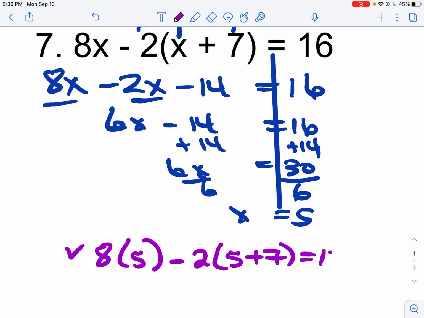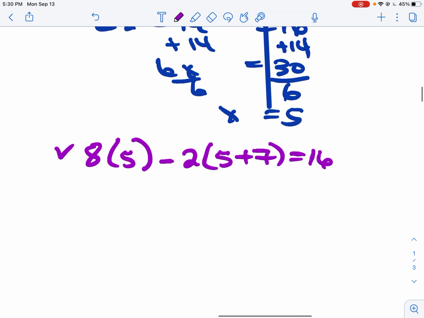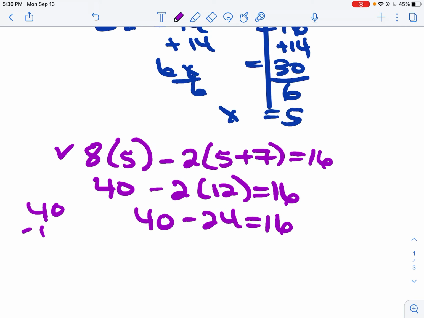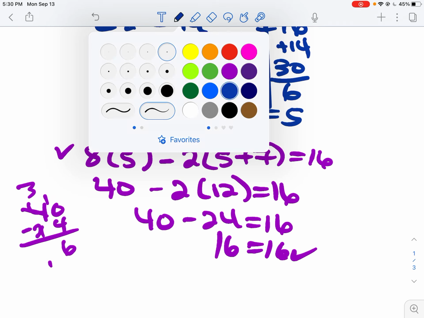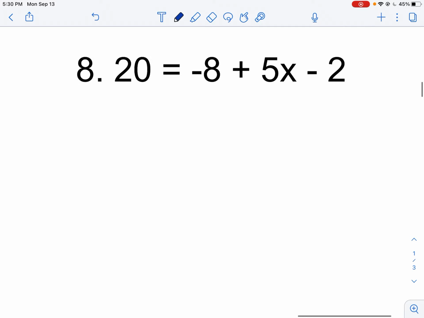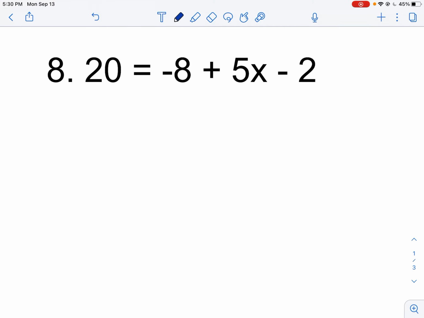8 times 5 minus 2, 5 plus 7. And some of you ask, well, why do I have to do this? What if you didn't get 5? 40 minus 2 times 12. 40 minus 24. Okay, so 40, if I subtract 24, I borrow. That's a 6. That's a 1. Yep, 16 equals 16.